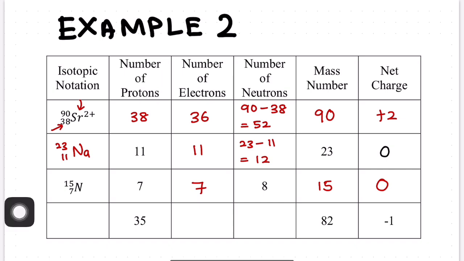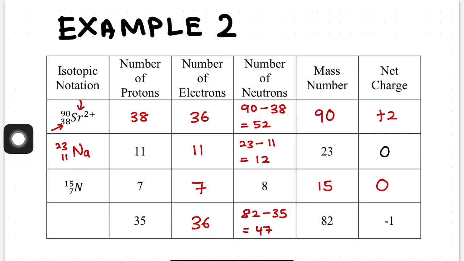And finally, we have an ion again. So this is a negatively charged ion. That means we must have more electrons compared to protons. So the electrons will be 36. What about the neutrons? Remember, it is the mass number, nuclear number, minus the number of protons, not the electrons. So the answer here will be 47. And what element is this? This will be bromine with a negative charge. And the nuclear number is 82, followed by the proton number, 35.